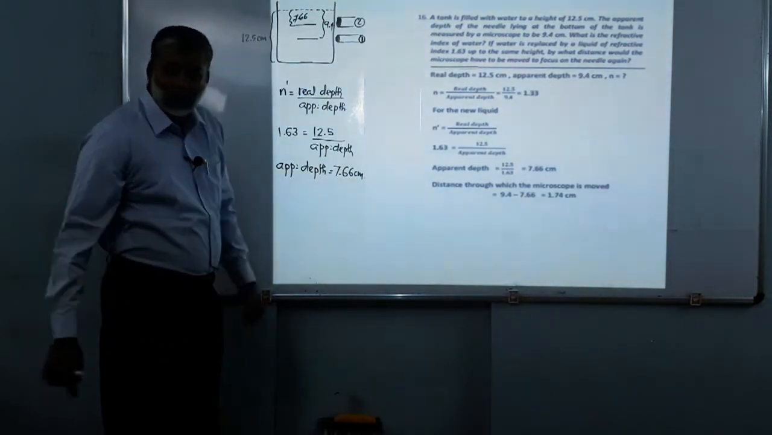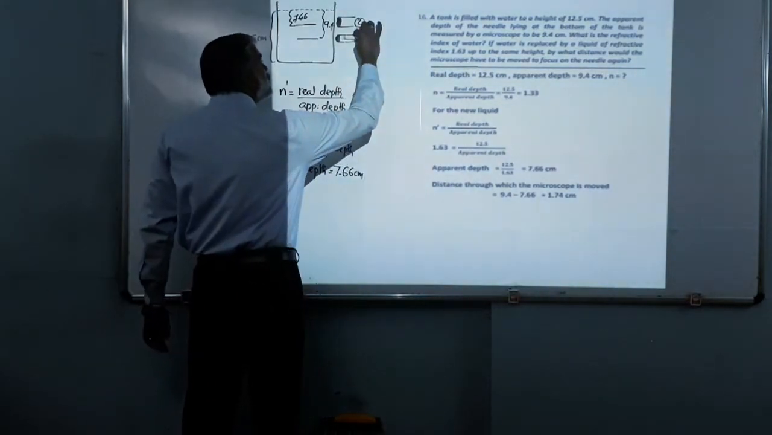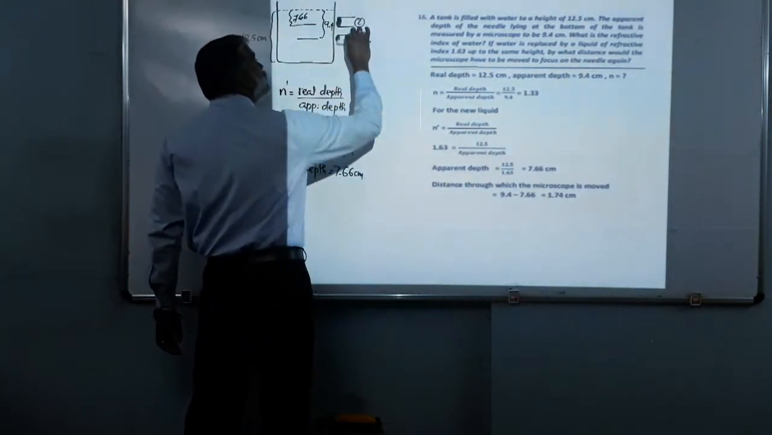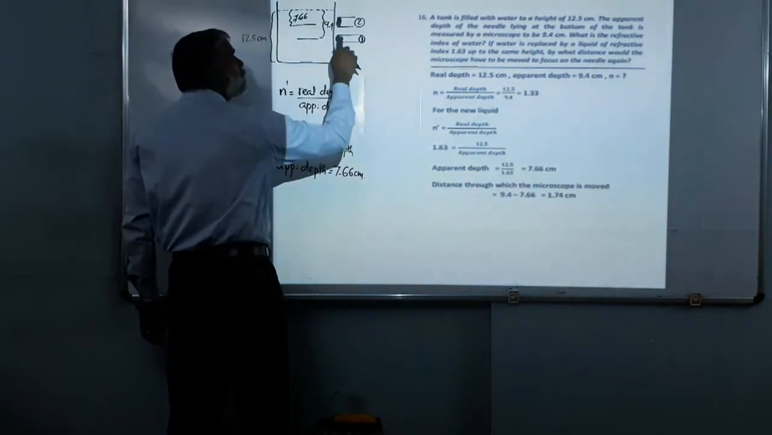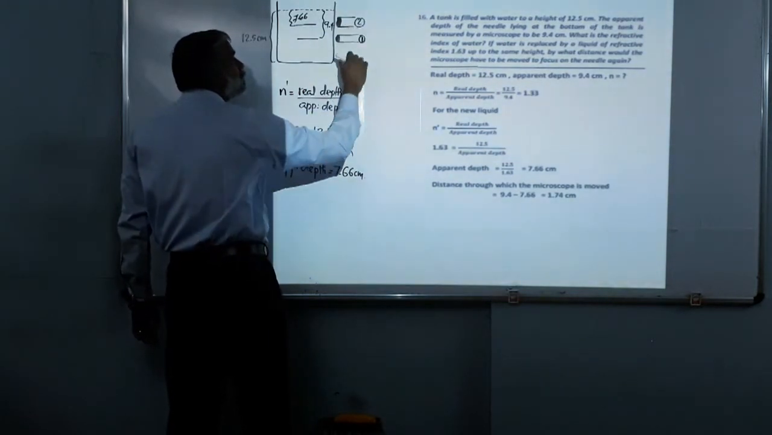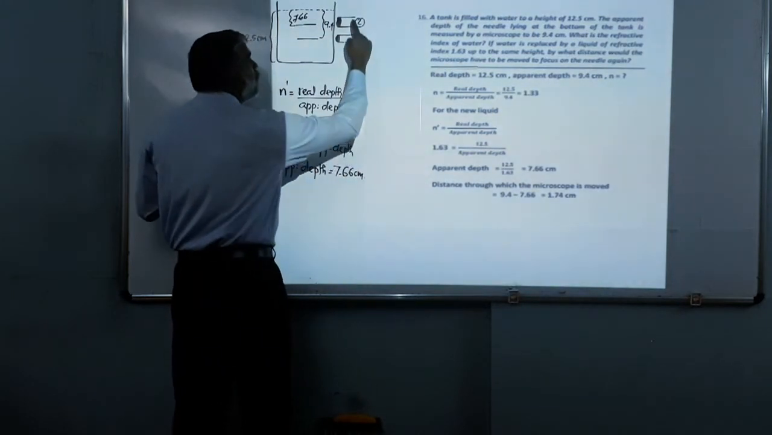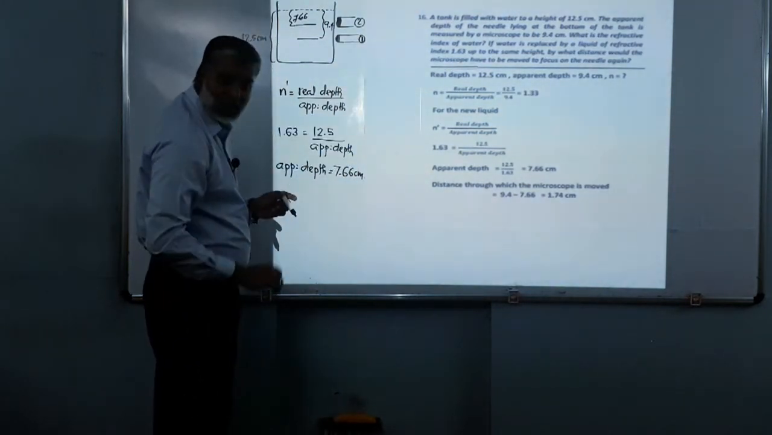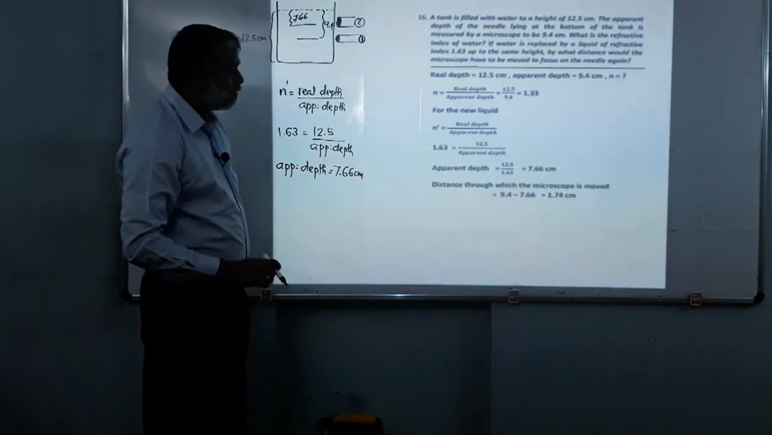They have asked you how much distance you have to move. So from this to this, how much distance is to be moved? How can you find this? This is 9.4. This is 7.66. So what is this distance? 9.4 minus 7.66. So you are getting the answer as 1.74 centimeter.